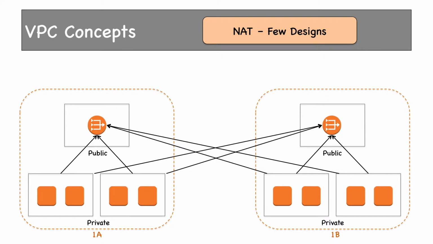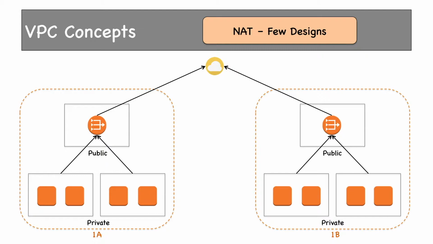Now if one AZ fails, let's say 1A, then the other AZ will be available, and traffic from these EC2 instances can still connect to internet using NAT gateway. If you notice, using this design, you have not only added high availability, we have also increased bandwidth. As each NAT gateway supports burst up to 10 Gbps, using this design, we have essentially increased the bandwidth to support 20 Gbps of burst. If we need more, we can add more NAT gateways.